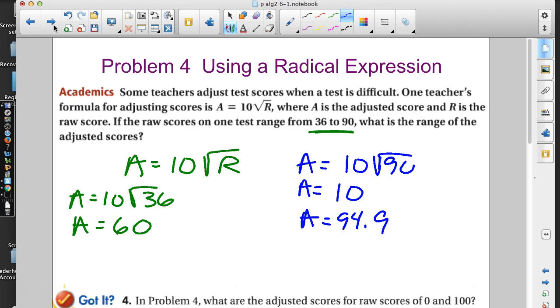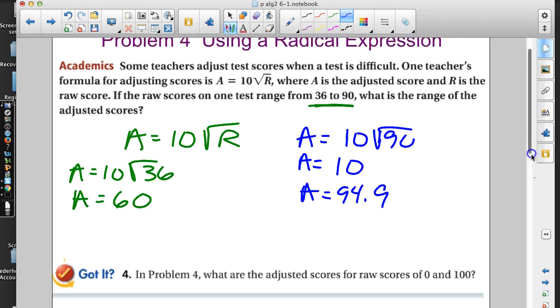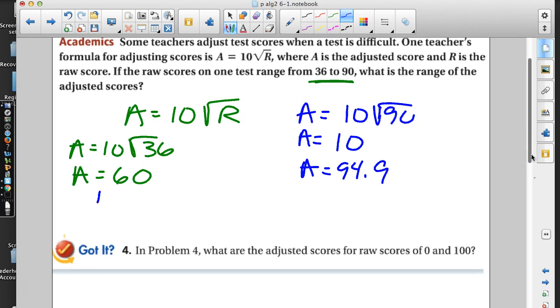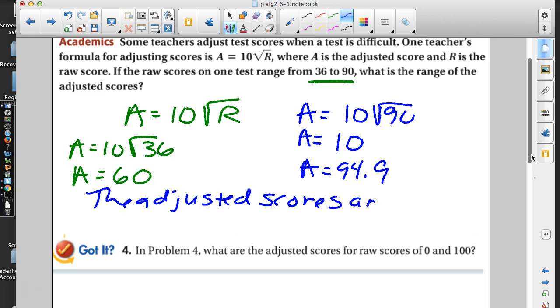So, we would finish this up since it was a question. What is the range of the adjusted scores? The adjusted scores are from 60 to 94.9. Those were adjusted scores.